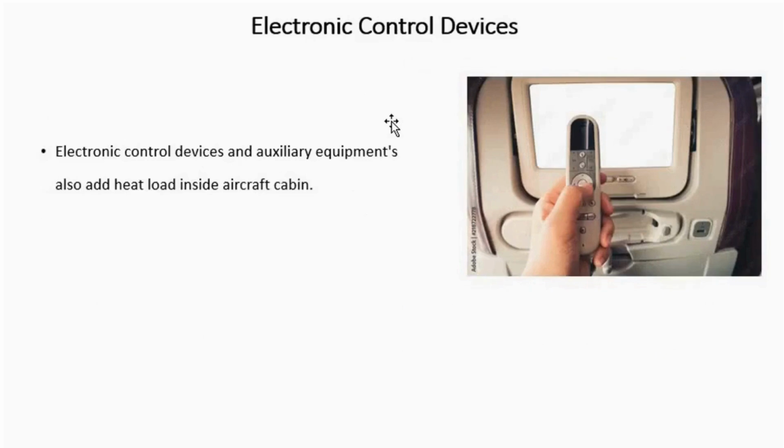Then another cause which adds heat inside the aircraft cabin is shown here. The electronic control devices and the auxiliary equipment present inside the aircraft cabin also release heat energy continuously inside the aircraft cabin. It will cause an increase in the temperature of the cabin air. Hence, we have to continuously pump out this heat to the outside atmosphere. So, we also need aircraft cooling here.